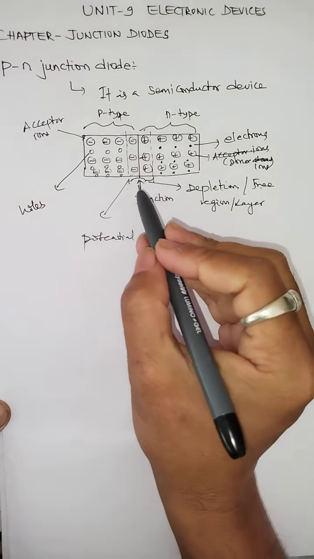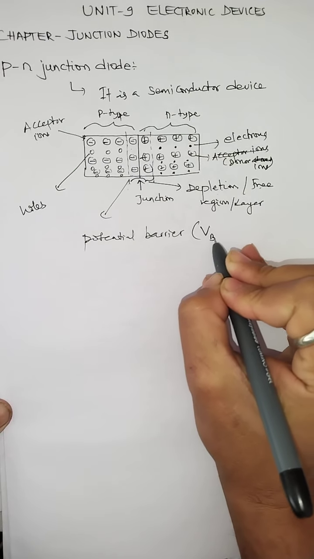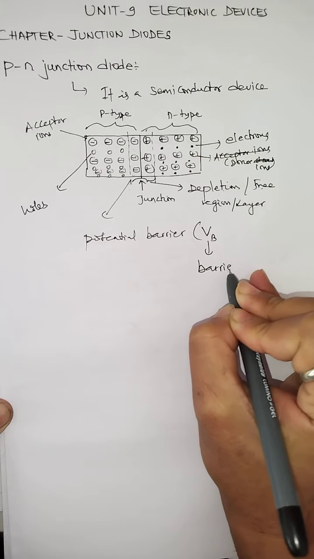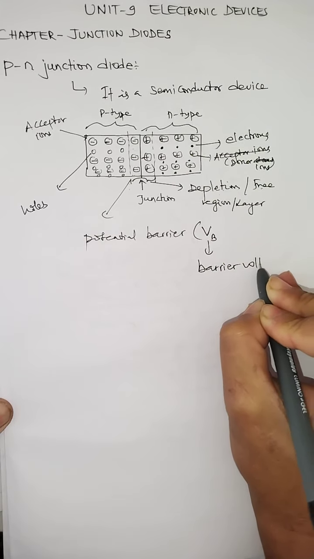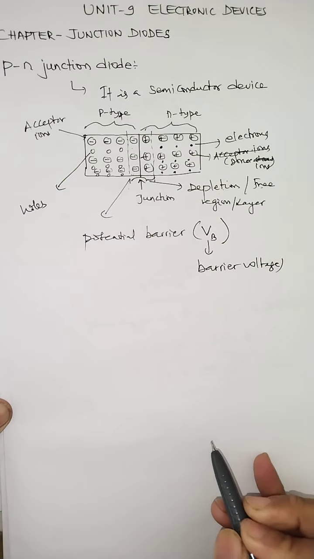This potential barrier is measured by voltage, and this voltage is given by VB. This VB is also called the barrier voltage. We can also call it the barrier voltage, also called the potential barrier.